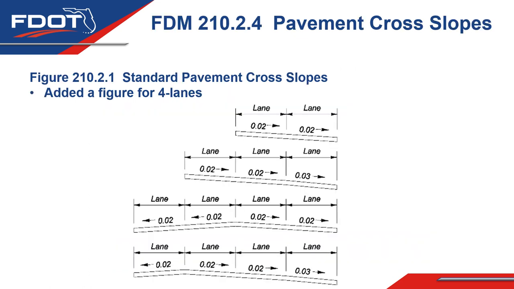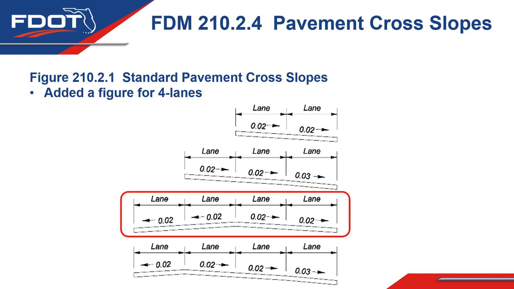A new cross slope section was added to the standard pavement cross slope figures in the pavement cross slope section. This new four-lane section was added to provide additional options for four lanes in one direction. This was a result of the Turnpike Design Handbook migration into the FDM.